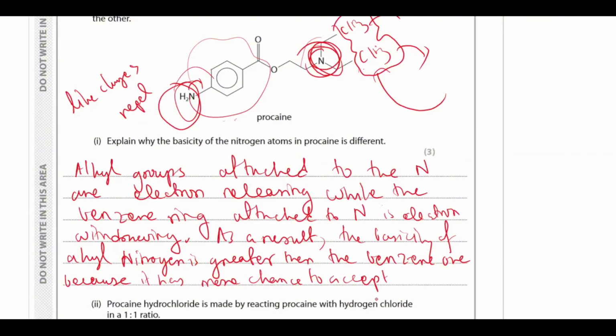We know that an acid is a proton donor while a base is a proton acceptor. So since the alkyl nitrogen tends to have a greater chance of accepting protons, we can easily say that it will tend to show a greater level of basicity compared to its counterpart down here, to accept the protons and form dative covalent bonds.